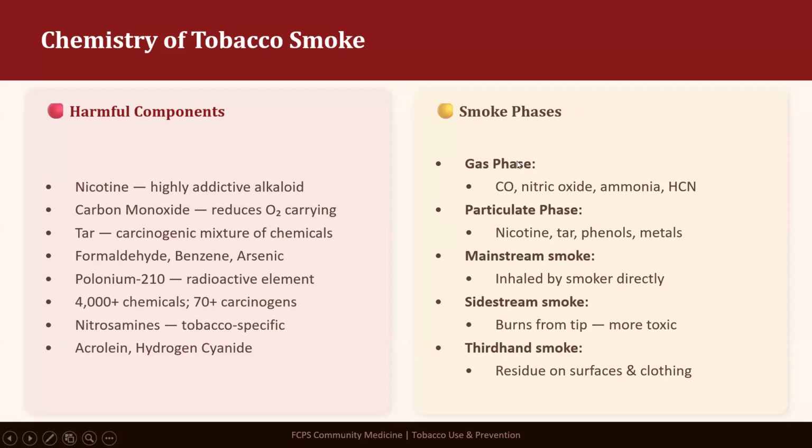These are the phases of the smoke: gas phase, which includes carbon monoxide, nitric oxide, ammonia, cyanide; particulate phase, which includes nicotine, tar, phenol, metals. Mainstream smoke is inhaled by the smoker directly, sidestream smoke is released from the burning tip, which is more toxic, and third hand smoke is the residue on surfaces and clothing.